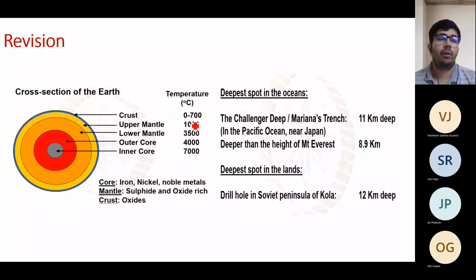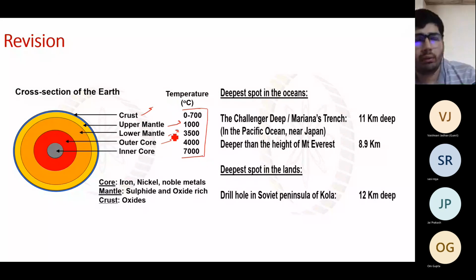The temperature also varies according to layers. In the crust, the temperature varies from 0 degrees to 700 degrees centigrade, upper mantle up to 1000 degrees, lower mantle 3500 degrees centigrade, outer core 4000 degrees centigrade, and inner core 7000 degrees centigrade. So you can see the temperature variation is huge. As we were using the temperature variation of the sea, similarly we can use it here also. Let's see what possible ways we can use this temperature difference to run the turbine and generate electricity.